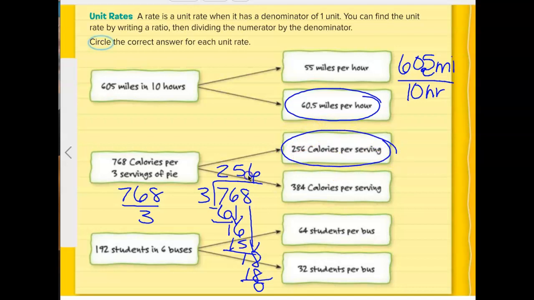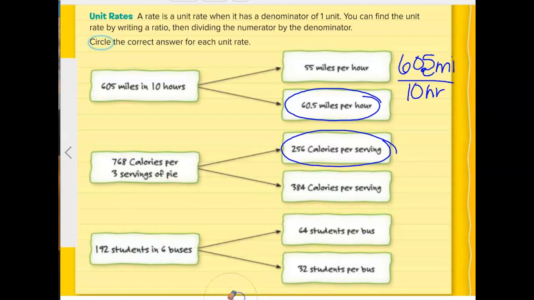Okay, then the last one, you have 192 students in 6 buses. So I would put 192 over 6. I want to figure out how many students fit in 1 bus. So I would take 192 and divide by 6.